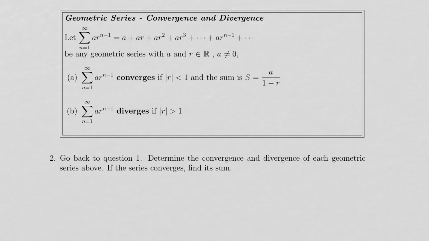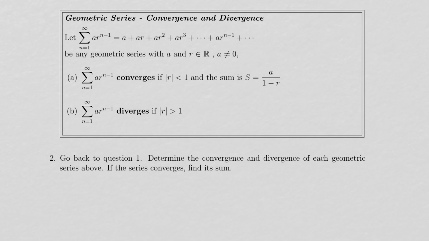Okay, so I want you to go back now. We're going to go back to the previous example, and I want you to tell me, does each of those A, B, C, D series converge or diverge? And if it converges, what's its sum? So we're going to go back to question 1, A, B, C, D, those parts. We're going to determine if the series converges or diverges. And if it converges, find its sum.